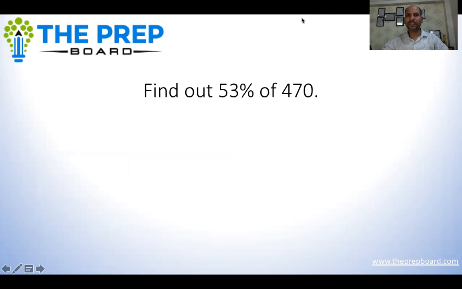So this is a very basic question and we know how to solve this. Find out 53% of 470. So here are 2 things to learn. First, let's see the very basics of how to solve this question. Wherever we have a percent sign, divide by 100 and remove the percentage sign. Of means the sign of multiplication, and 470. Now this is what we are supposed to find out.